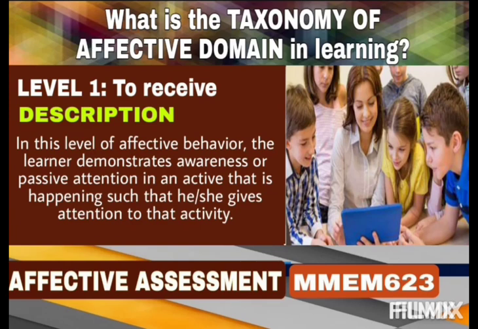Level 1. To receive. In this level of affective behavior, the learner demonstrates awareness or passive attention in an activity that is happening, such that she gives attention to that activity. This level involves willingness to receive the stimulus. Example: looking at the teacher during lecture is an awareness on a learning stimulus. Another one, by listening and paying attention, it indicates willingness in receiving that stimulus.